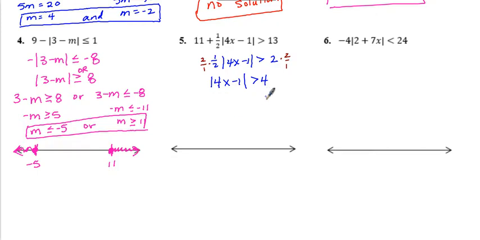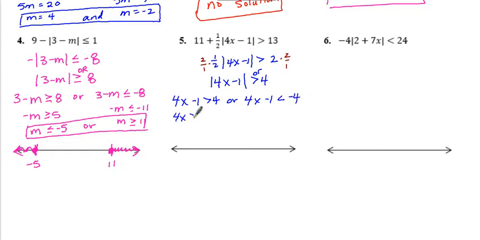What kind of setup do I need here? I have a greater than, so an or. Here's my setup. 4x minus 1 is greater than 4, or 4x minus 1 is less than the evil twin, negative 4.